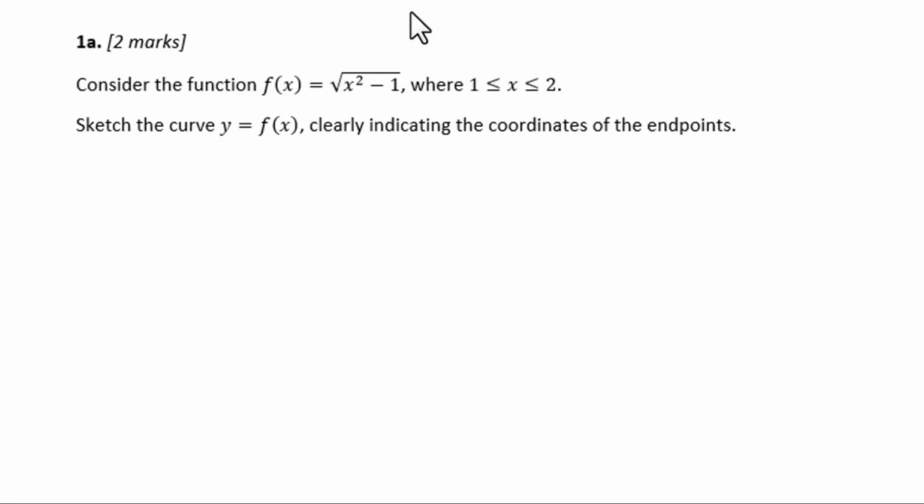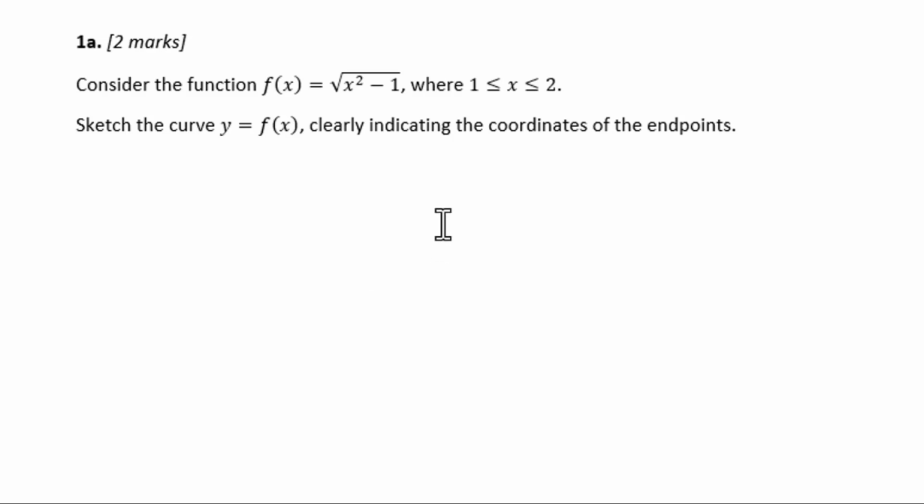This video is about review for area and volume in calculus. 1a. Consider the function f of x equals the square root of x squared minus 1, where x is greater than or equal to 1 and less than or equal to 2. Sketch the curve y equals f of x, clearly indicating the coordinates of the endpoints.